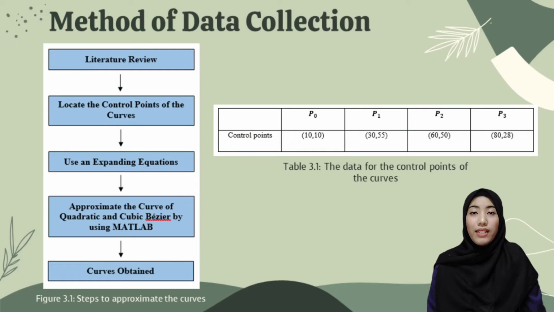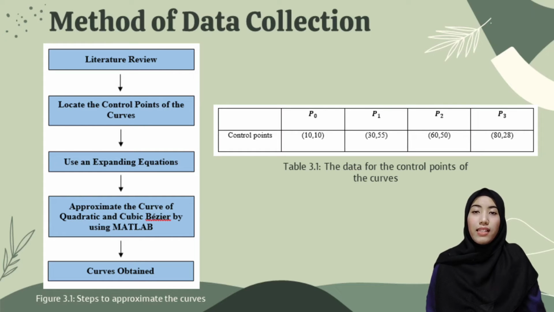The method of data collection in this study is illustrated in Figure 3.1 on the left side. This study focused on two curves to approximate the curve. The method was applied to approximate a curve by using the quadratic and cubic Bezier curve. The method of data collection began with a literature review, where journal articles and other reading material were reviewed to provide supporting details and references for this study.